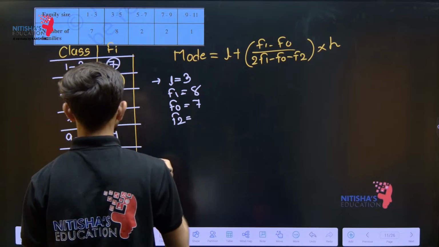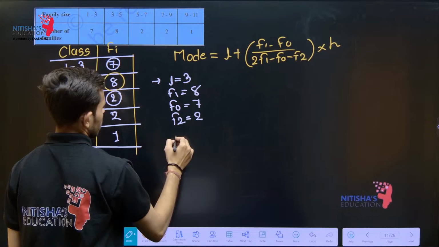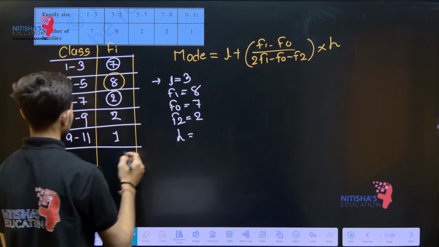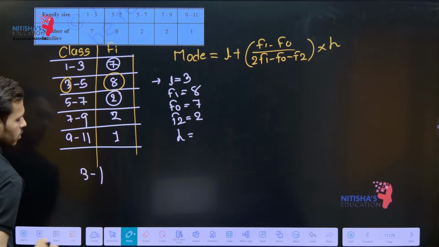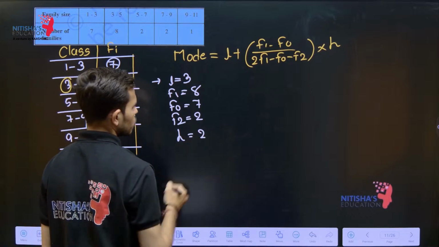Here F2 is given by 2, so F2 is equal to 2. Now what is H? It is the size of the class. Size of the class is given by the difference of upper limit minus lower limit. So 3 minus 1, it is 2.